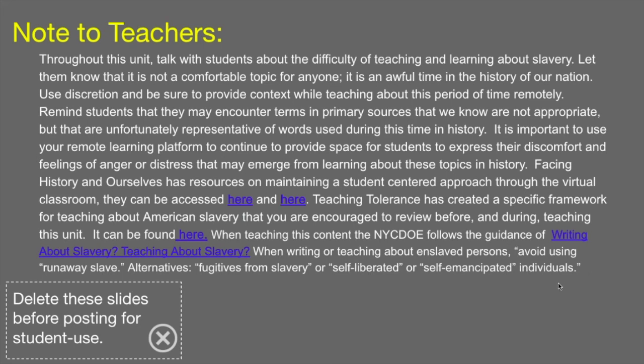This pertains to this lesson, the Underground Railroad in New York, because when we are writing or teaching about enslaved persons, we want to avoid using runaway slave, and some alternatives that we can use are fugitives from slavery or self-liberated or self-emancipated individuals.